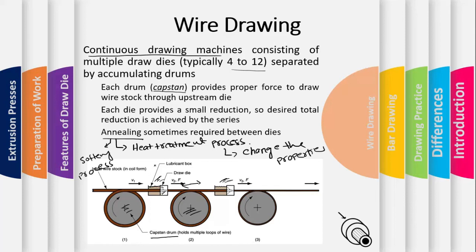So now we know the difference between the bar and the wire drawing. Bar drawing is a single batch operation, while the wire drawing is a continuous drawing operation. In the bar drawing, the material is passed through a single die, while in the case of the wire drawing, we have multiple dies that range from 4 to 12. We have another feature here called the accumulating capstan drum, which accumulates the wire and also keeps the wire in the stretched form, in tension, so that there is no distortion. And we perform the annealing before the wire drawing operation, or in between the dies also. So these were some differences between the wire and the bar drawing.